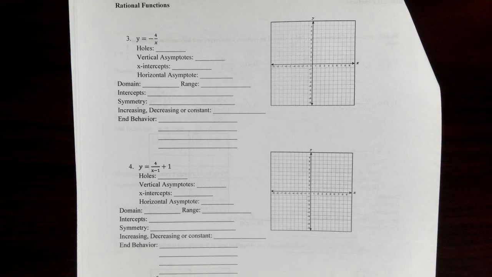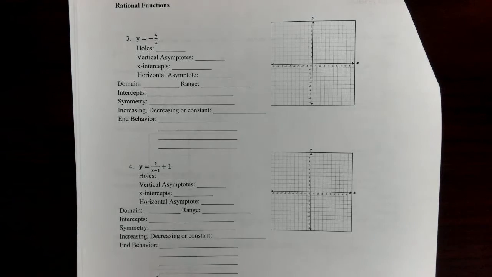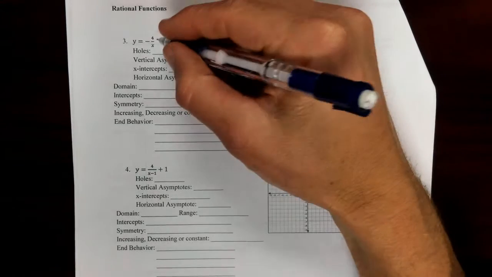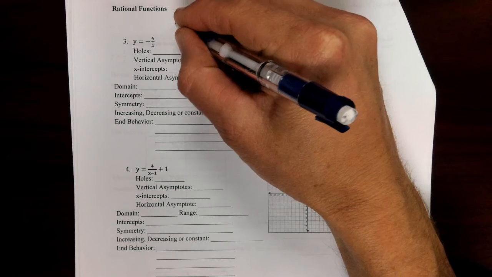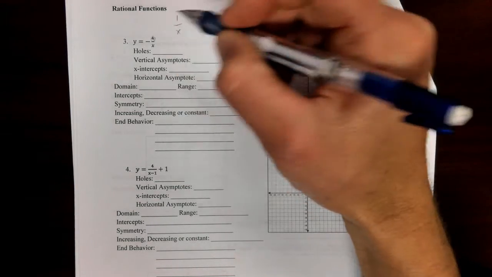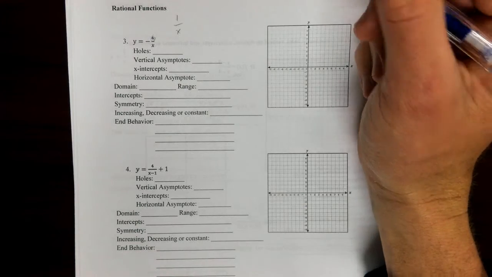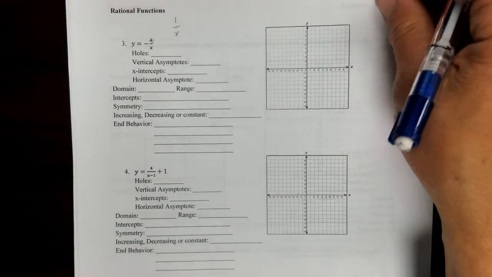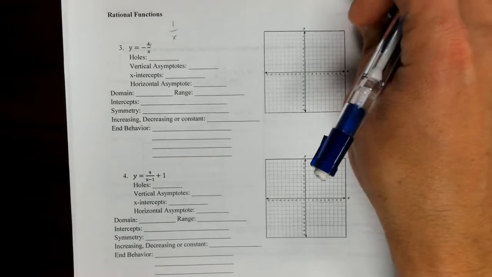Alright, let's look at some more examples of graphing rational functions. Let's look at the function negative 4 over x, right? So we can see that the parent function is 1 over x, so you can see we had two changes. Instead of it being a 1, it's now a 4, and it's now negative. So let's look at what that does to the graph when we have changes like that.